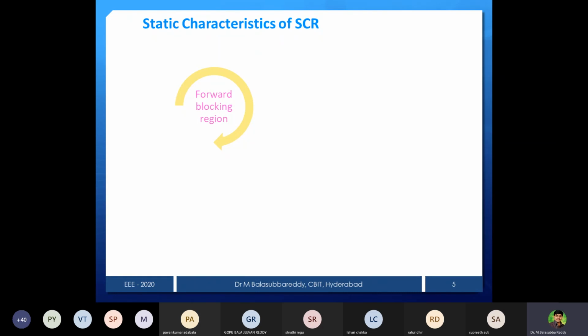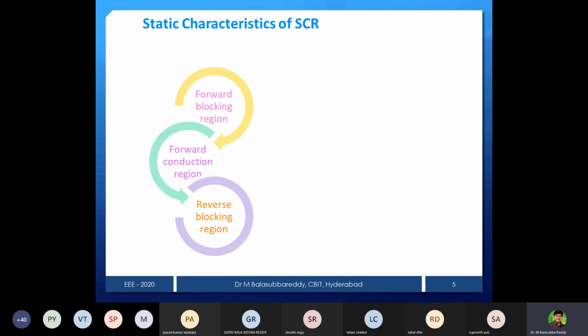So that will give the complete characteristics of an SCR. The first mode is the forward blocking region, or mode of operation, or region of operation, anything you can call it. Second one is the forward conduction region, and third one is the reverse blocking region. So these are the three modes of operation.